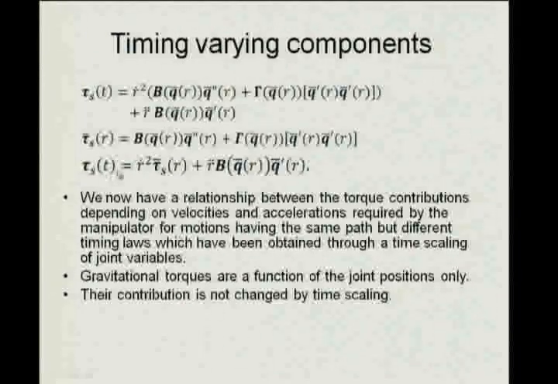And then simply tau s of t as this term. Okay. So, what we can then do is, we now have a relationship between the torque contribution depending on velocities and accelerations required by the manipulator for motions having the same path. So, I am just scaling time. So, it goes through the same path, but different timing laws with a catch, right.